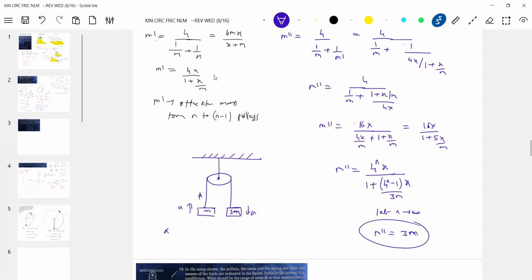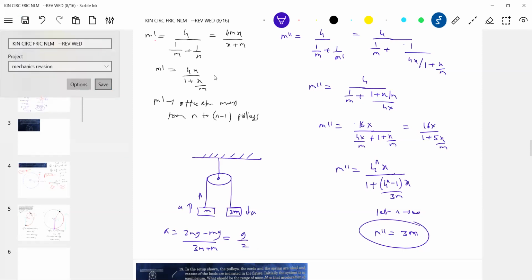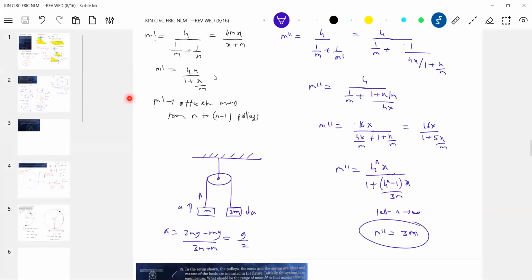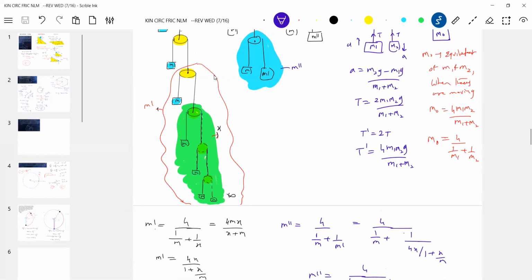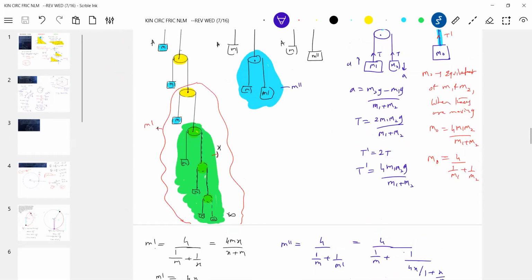Okay, now calculate acceleration. This will be 3mg minus mg by 3m plus m, g by 2. Any other approach you have, you can go for it. You can use even some books that give a mathematical method. Huh? That'll be very lengthy.